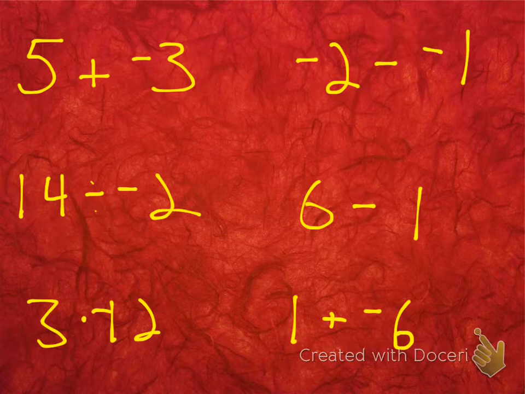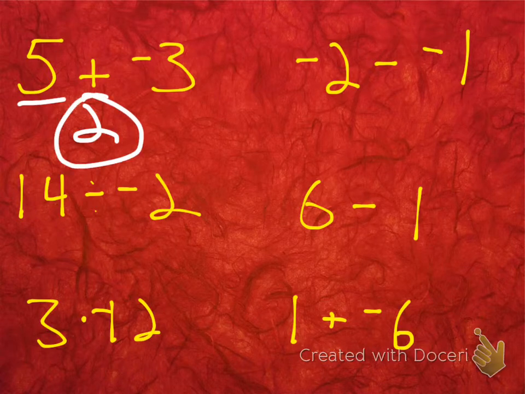5 plus a negative 3. Alright, let's go through our steps. Are the signs the same or different? Different. When they're different, we have to subtract. Alright, 5 minus 3 is 2. Was my larger number positive or negative? Positive. Larger number was positive, so my answer stays positive. Negative 2 minus negative 1. Do we do subtraction? No, this becomes negative 2 plus a positive 1. Alright? Are the signs different or the same? Different, so we subtract. 2 minus 1 is 1. Is my larger number positive or negative? Negative.